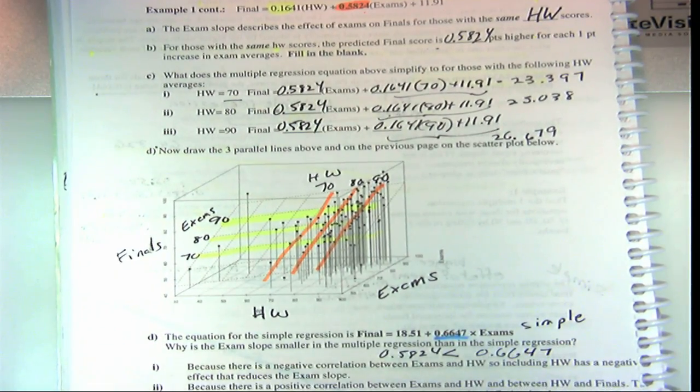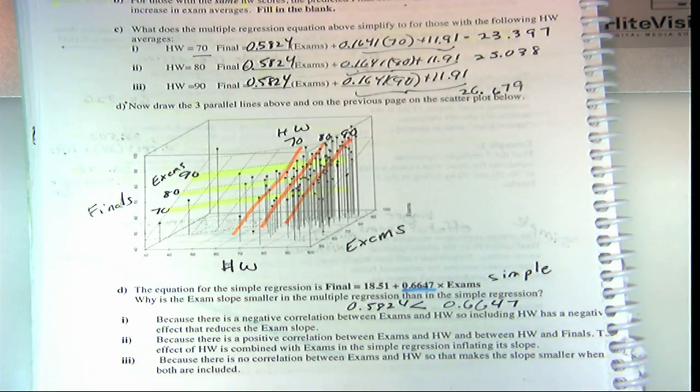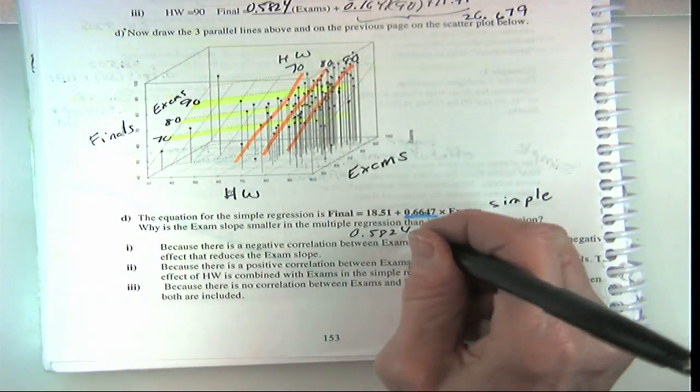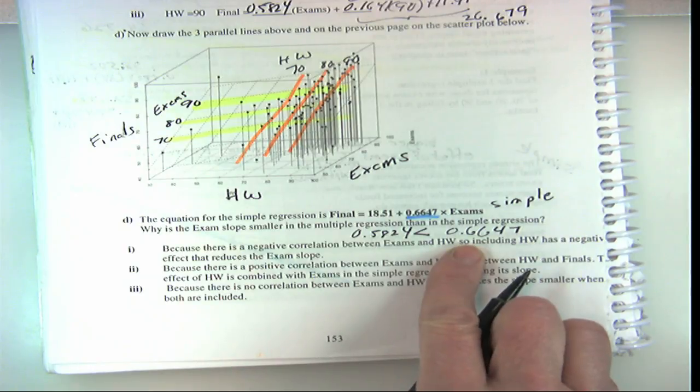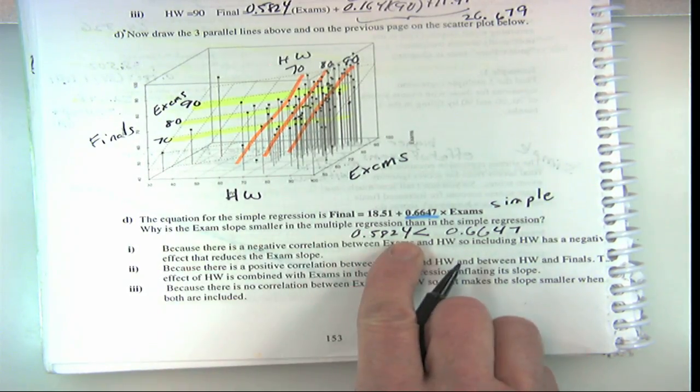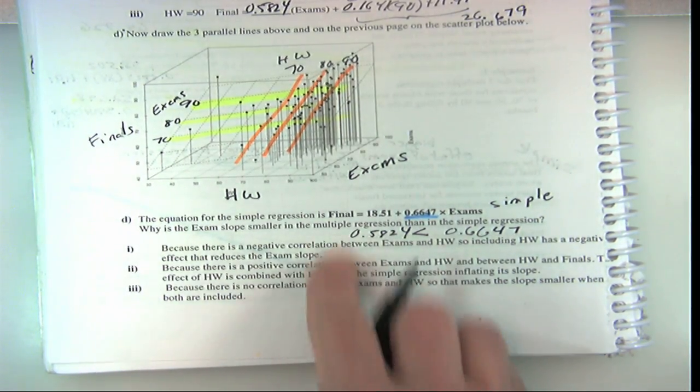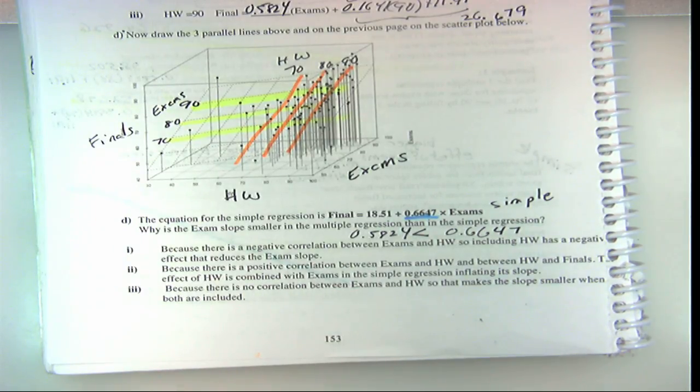Why don't we do this one as an iClicker? Think about why the exam slope is smaller in the multiple regression than in the simple regression. Here are your choices.